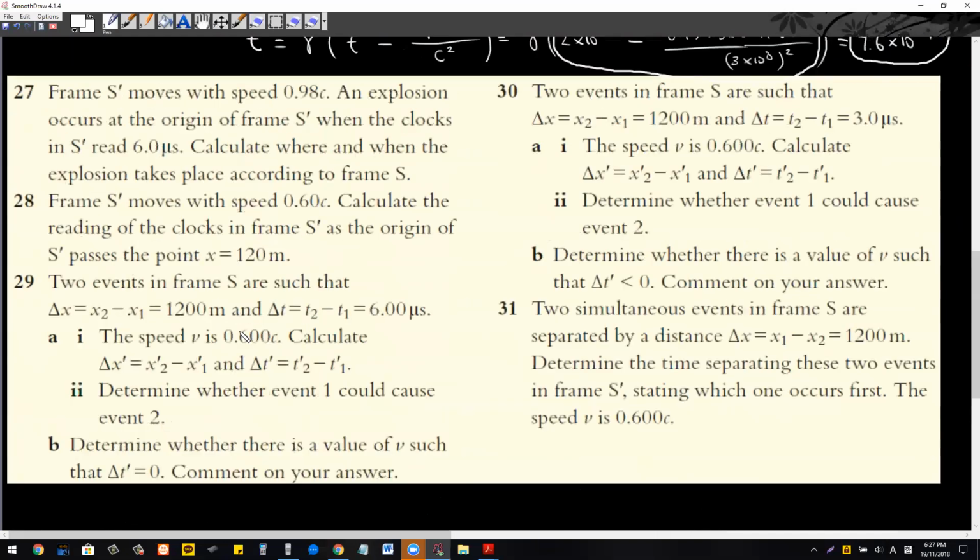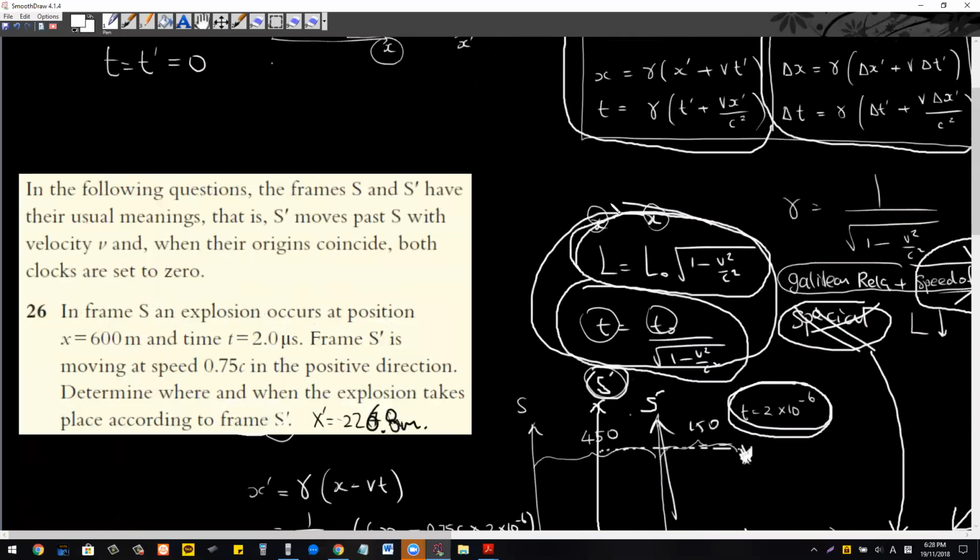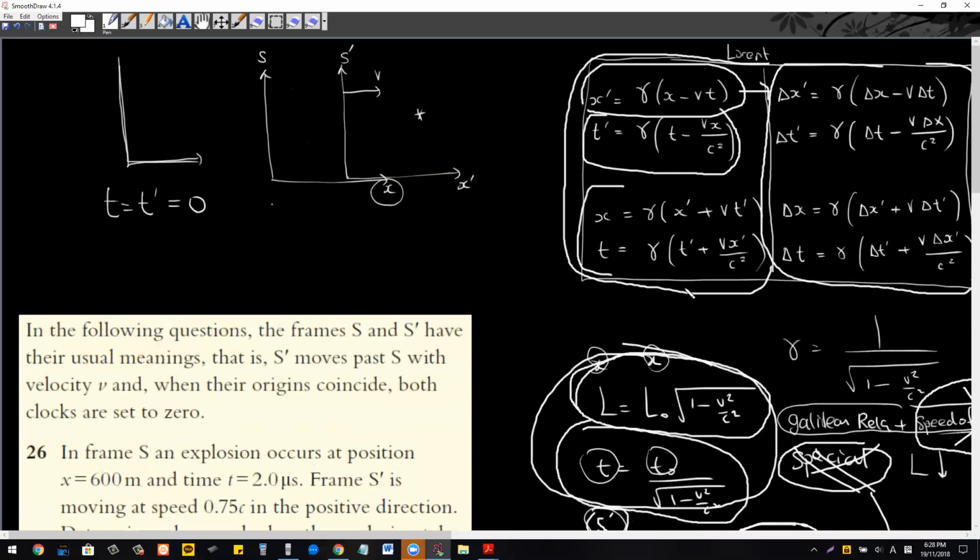All right, 27. Frame S dash moves with the speed of this. An explosion occurs at the origin of the frame S dash when the clock in S dash reads 6 microseconds. Calculate where and when the explosion takes place according to the frame S. So in this case, we have to use these equations here.